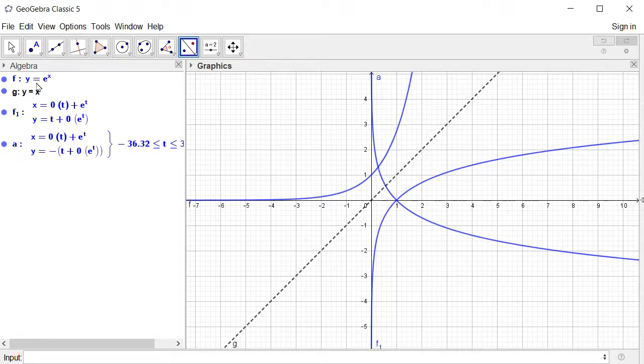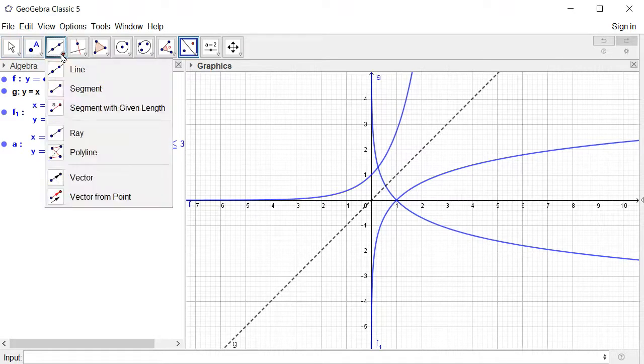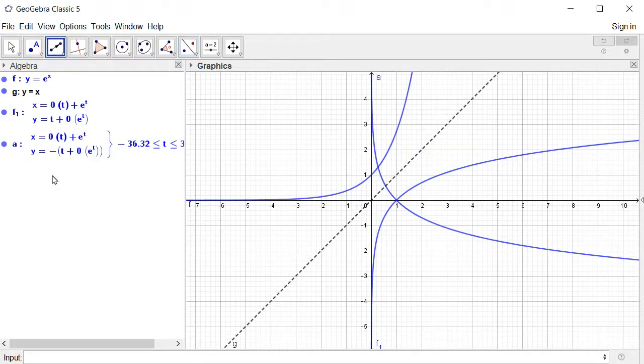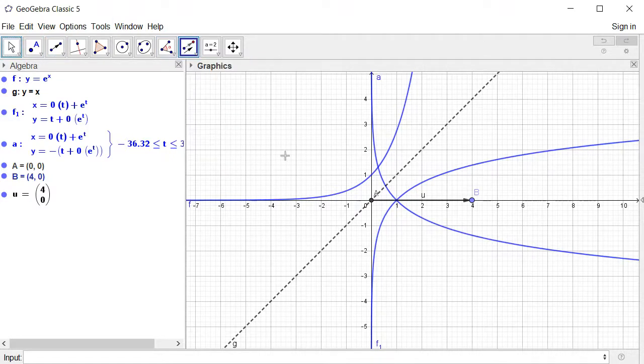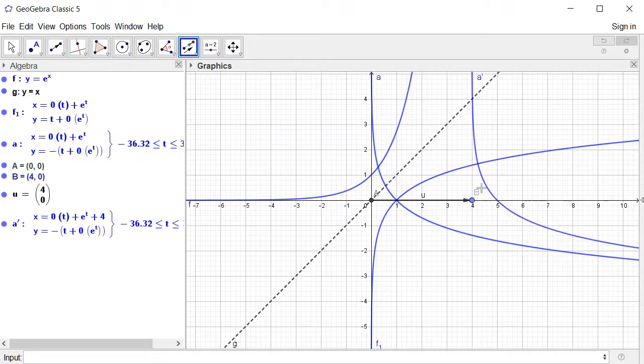To do that, I need to create a vector. It just tells you which way and how much it goes. It's going to go from, say, (0, 0) to (4, 0), so it's a direction to the right 4 units. I'm going to translate it: take this graph and the vector, and shift it to the right 4 units. So this is the picture here.